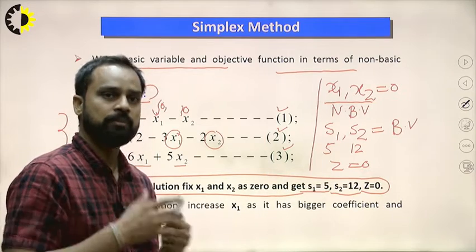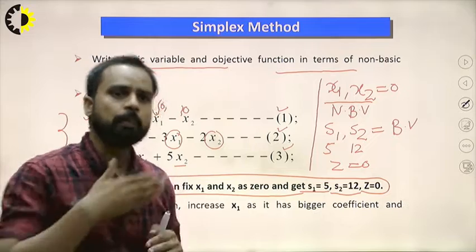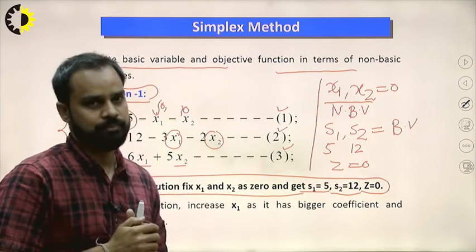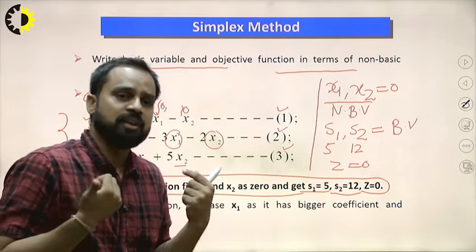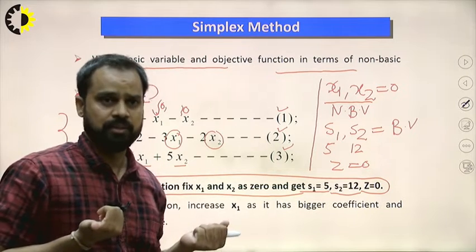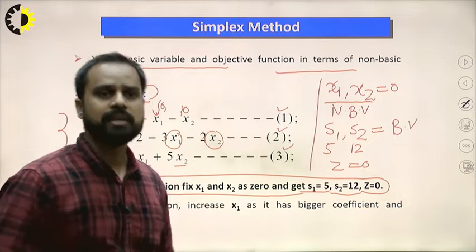The main motive of the simplex method is that we are in the feasible region, and now we have to move towards optimality. If the solution is not feasible, it is very difficult to move in the direction of optimality. That's why we are starting the problem with a basic feasible solution.